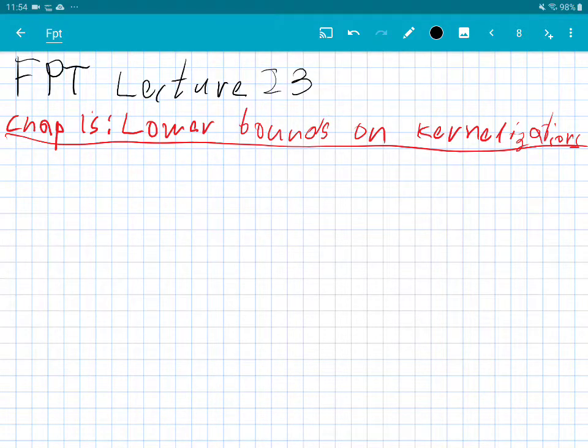Okay, so this is lecture 23 in the course. I decided to jump to section 15, which speaks about proving lower bounds on kernelization. So this is essentially complexity stuff, and as such the proofs are complexity proofs, so you have to be careful about stuff, and things are a bit abstract.